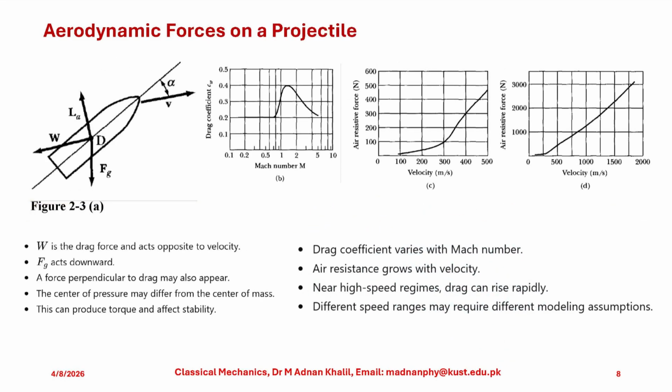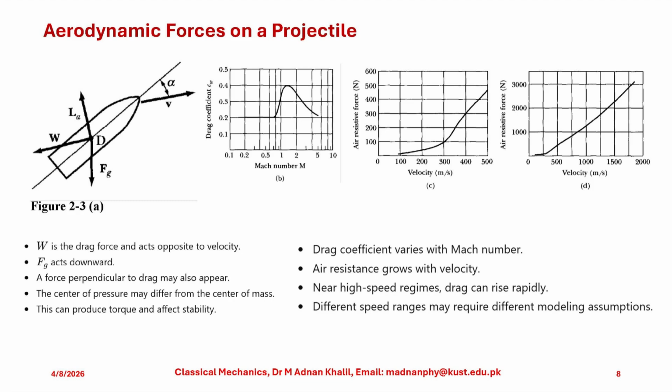Here we combine a force diagram with graphs. In the projectile sketch, the force F_D is the drag force, and it acts opposite to the velocity. The force F_G acts downward due to gravity. The diagram also shows a force L of alpha, which is a lift-like force perpendicular to the drag direction. This reminds us that aerodynamic motion can involve more than one resisting effect.